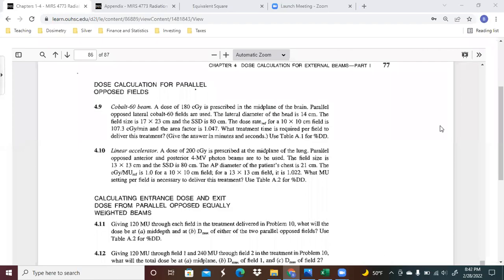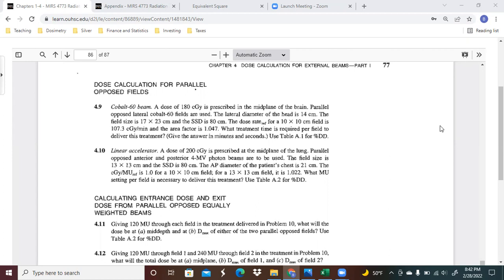Okay, this lecture is going to be over problem 4.9 here in Bentel's chapter 4 text. So what I want to do is work through this particular problem to show you exactly how it's done. So you've got a cobalt 60 beam and a dose of 180 centigray prescribed in the midplane of the brain. So the parallel opposed lateral cobalt 60 fields are going to be used. The lateral diameter of the head is 14 cm.